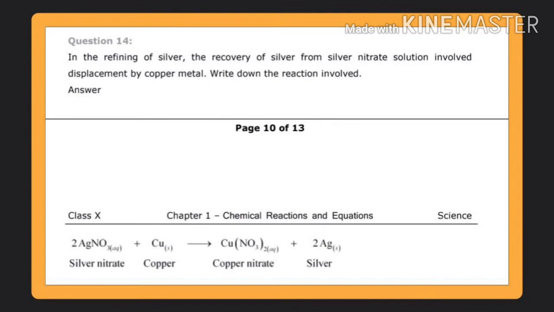So the next question is, in the refining of silver, the recovery of silver from silver nitrate solution involved displacement of copper metal. Write down the reaction involved. So this is a process how you refine silver. That is, refining means purifying it. Third chapter you will be studying in extension of this refining of silver. So the equation is AgNO3, that is your silver nitrate, plus copper gives you copper nitrate plus Ag. Remember these equations now, because in the upcoming chapters also these will be useful to you. Okay. So silver nitrate is AgNO3 and copper nitrate is Cu(NO3) whole twice. And then balance the equation.